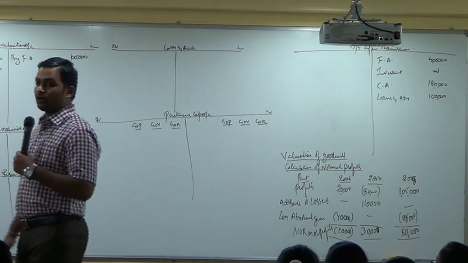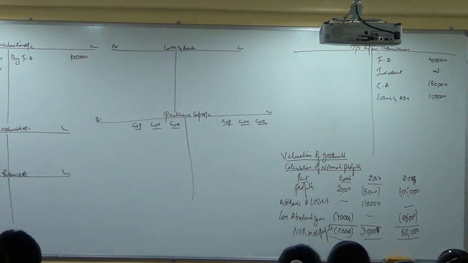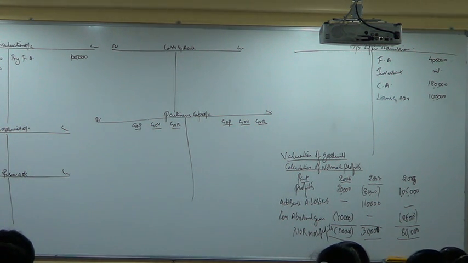Goodwill is equal to 2 years purchase of average profits. It is 110 minus 20, 90,000 divided by 3, 30,000 into 2 is 60,000. So goodwill value is 60,000.